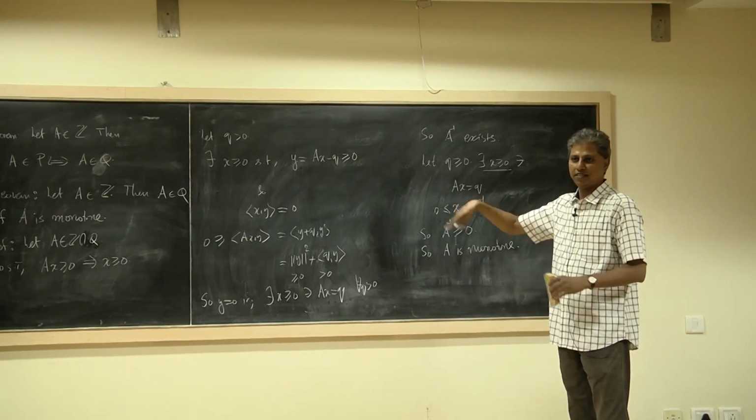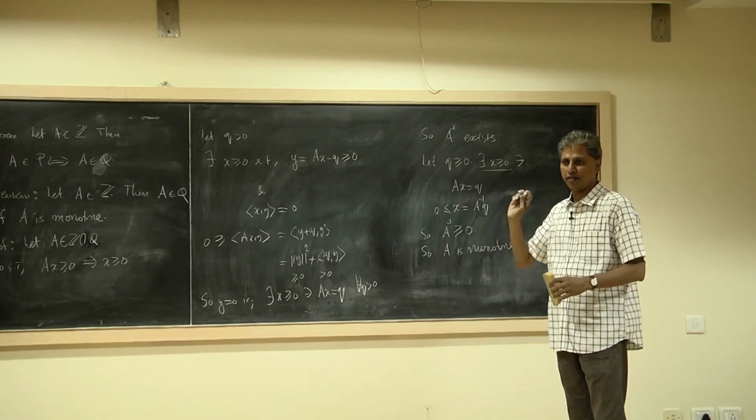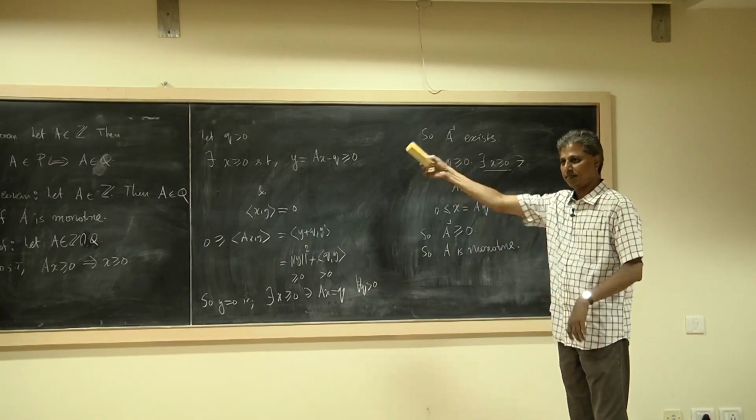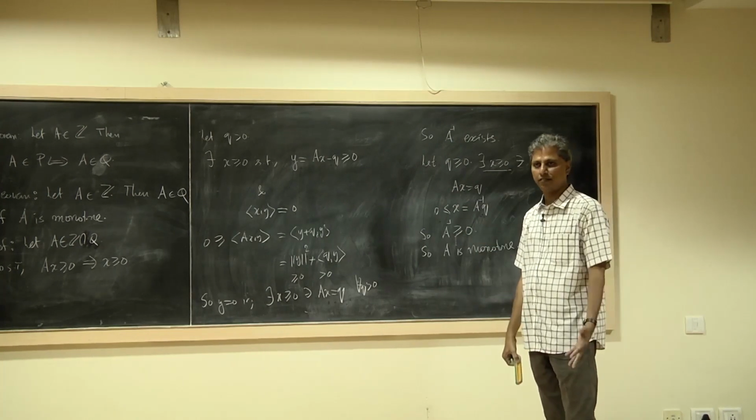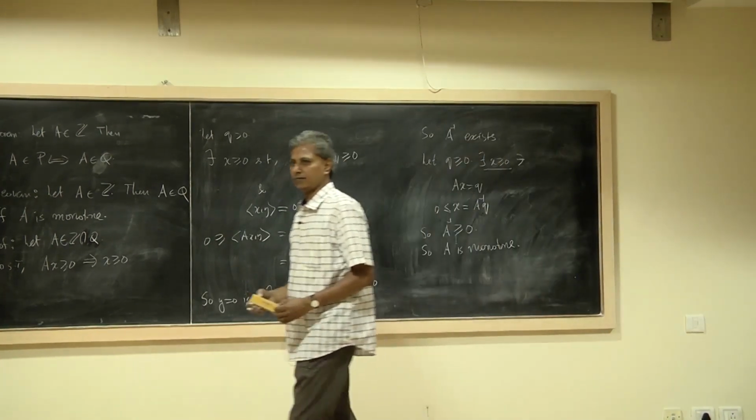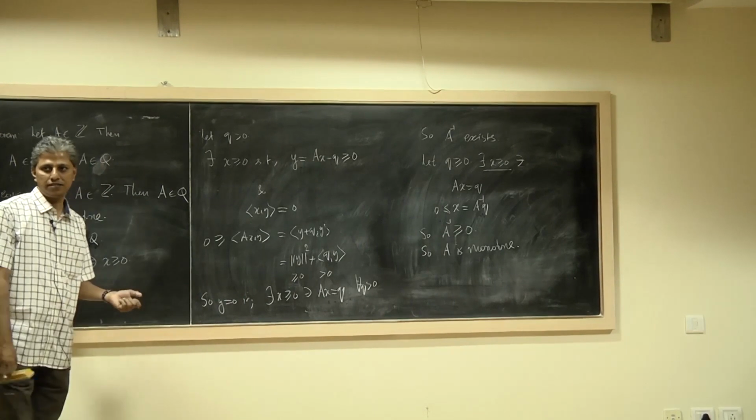Does it take us back to invertible M matrix? A is a Z matrix, A inverse is non-negative, so A is an invertible M matrix. So if A is a Z matrix which is also a Q matrix, then A is an invertible M matrix.